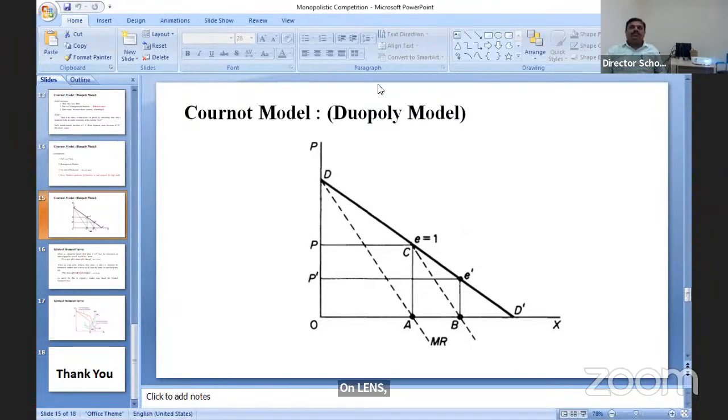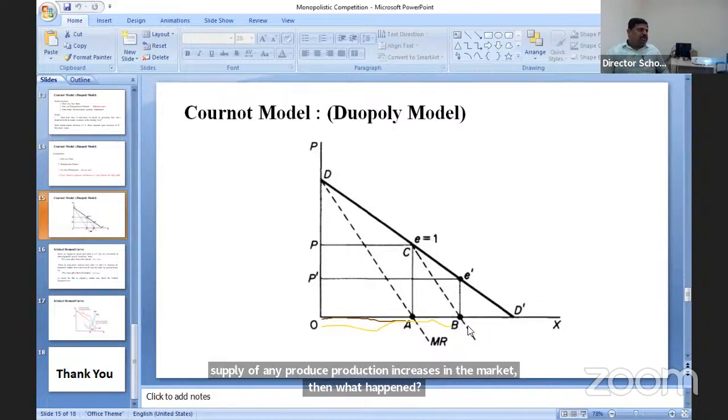Okay. So in this way, firm B will produce only 50% of the total demand, that is A to D1, and the production will be A to B. Again, what will be the total supply? When firm A produces the total production, the total supply is only O to A. But onwards, when firm B entered, what will be the total supply? O to B. When the supply of any production increases in the market, what happens? The price of the particular commodity decreases. Is this?